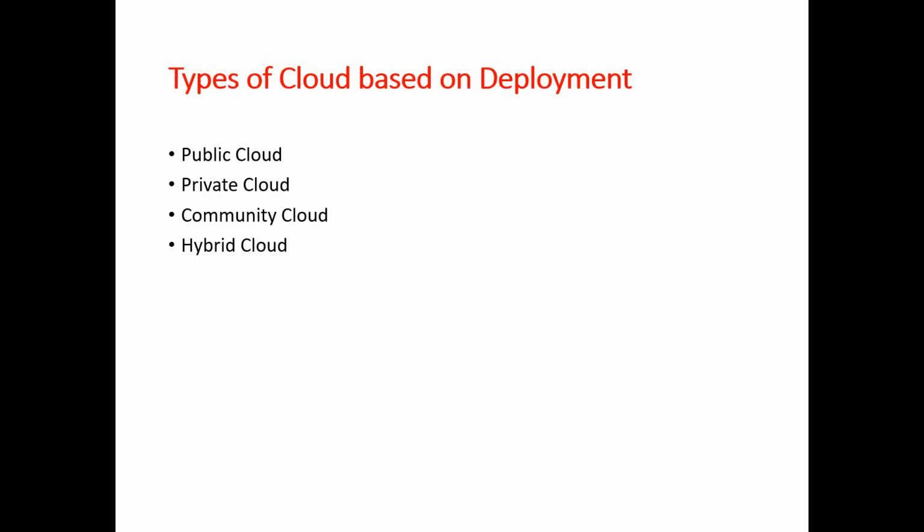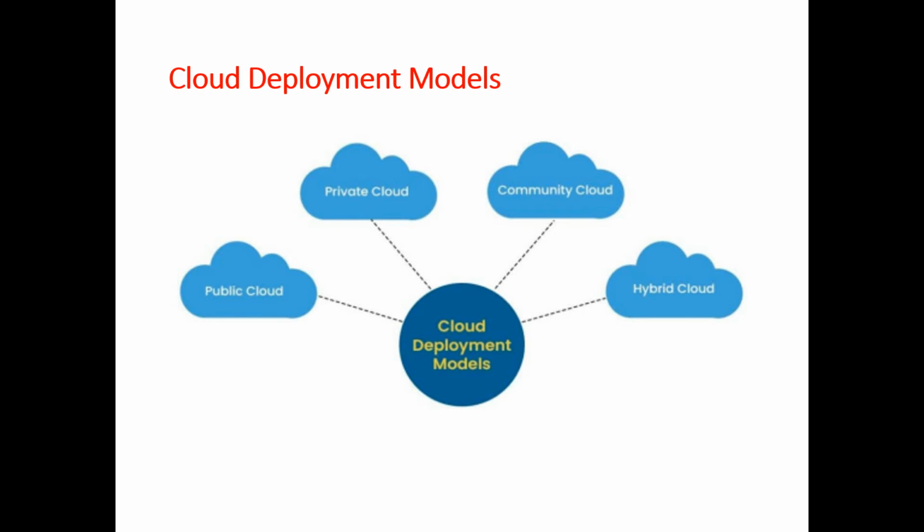In today's session, we are going to discuss the different types of cloud based on deployment. There are four different types of cloud, including public cloud, private cloud, community cloud, and hybrid cloud. So this is the diagrammatic representation of the different types of cloud deployment models: public cloud, private cloud, community cloud, and hybrid cloud. Today, the corporate sector and the public are using these four different kinds of clouds.